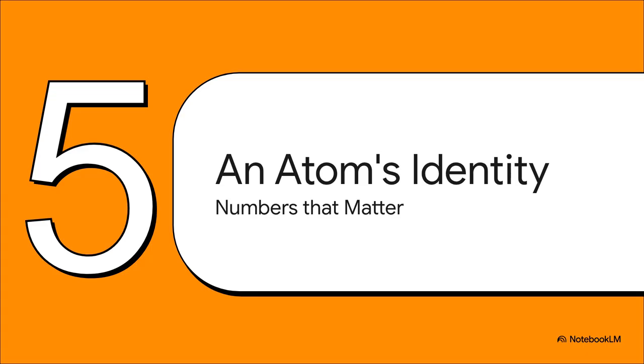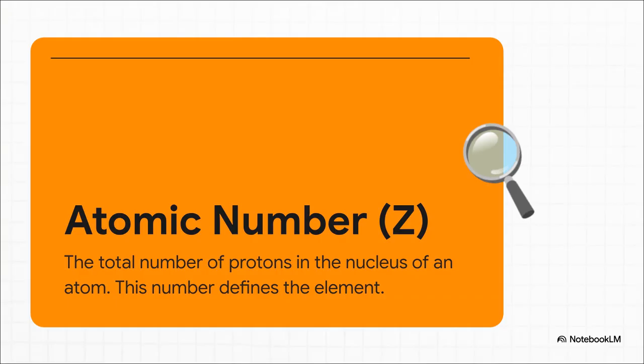All right, so now we know the structure. But what makes a carbon atom different from an oxygen atom? It's like every atom has its own Aadhaar card, its own identity. Let's look at the numbers that define it. The most important number on this ID card is the atomic number, which we call Z. It's just the number of protons in the nucleus.